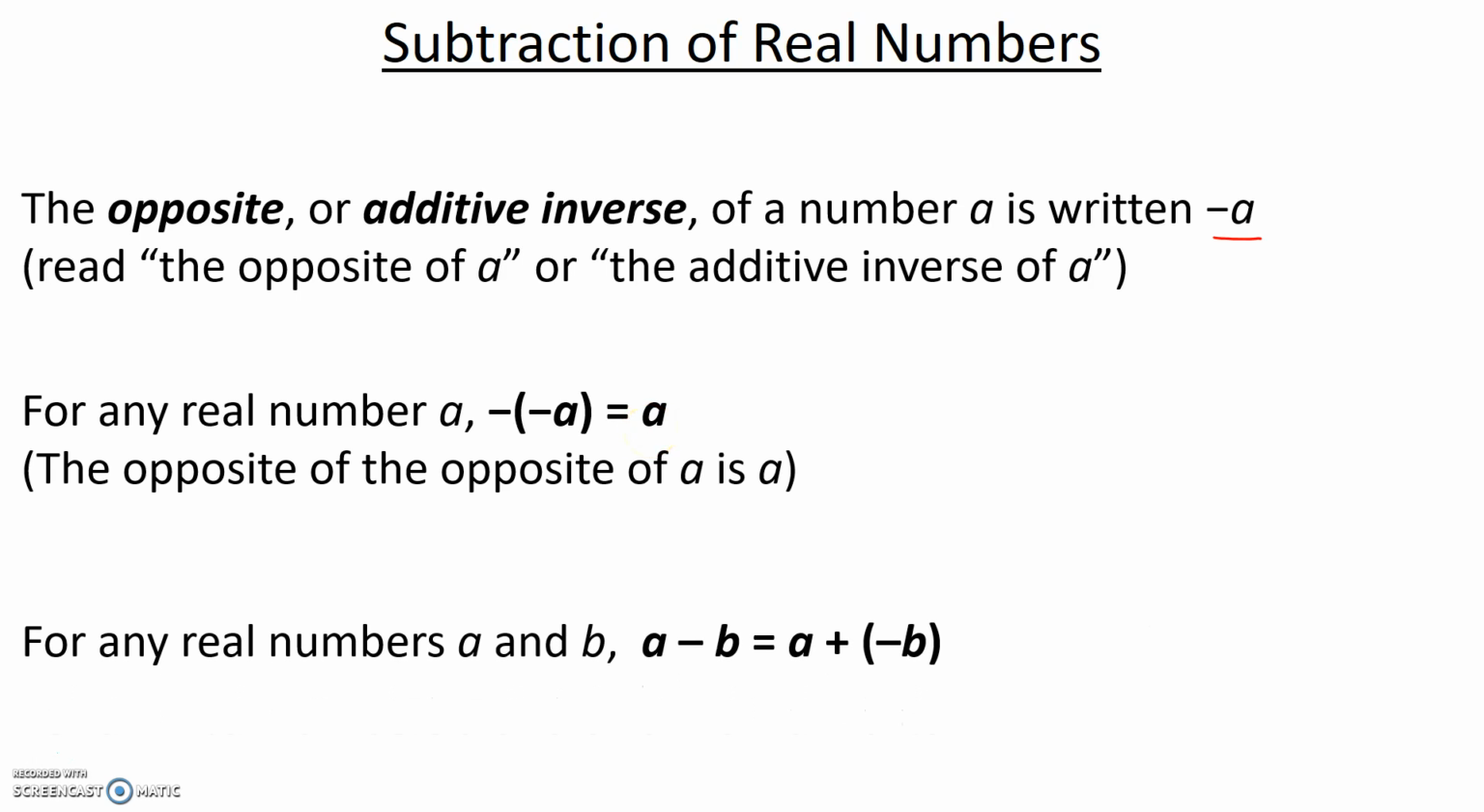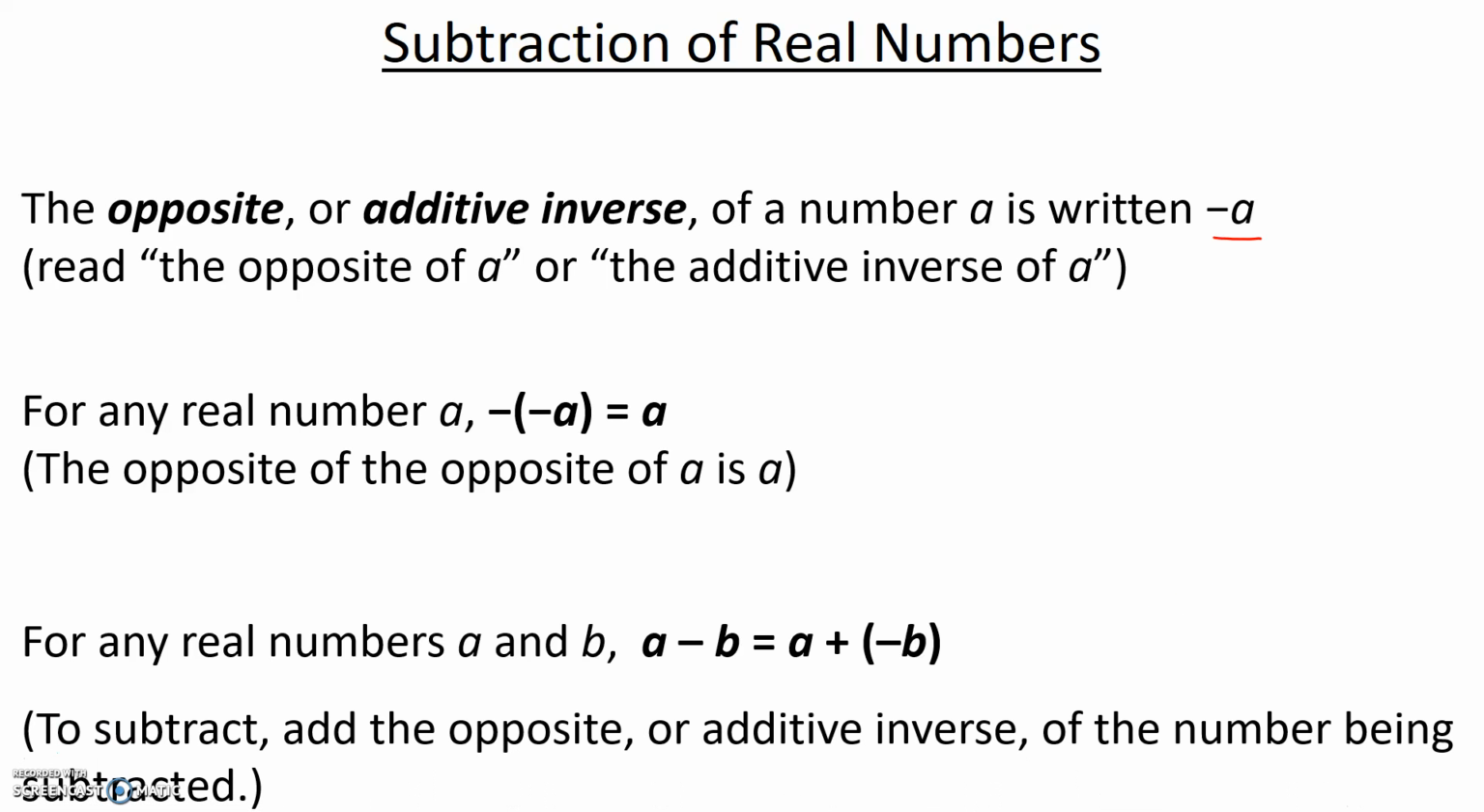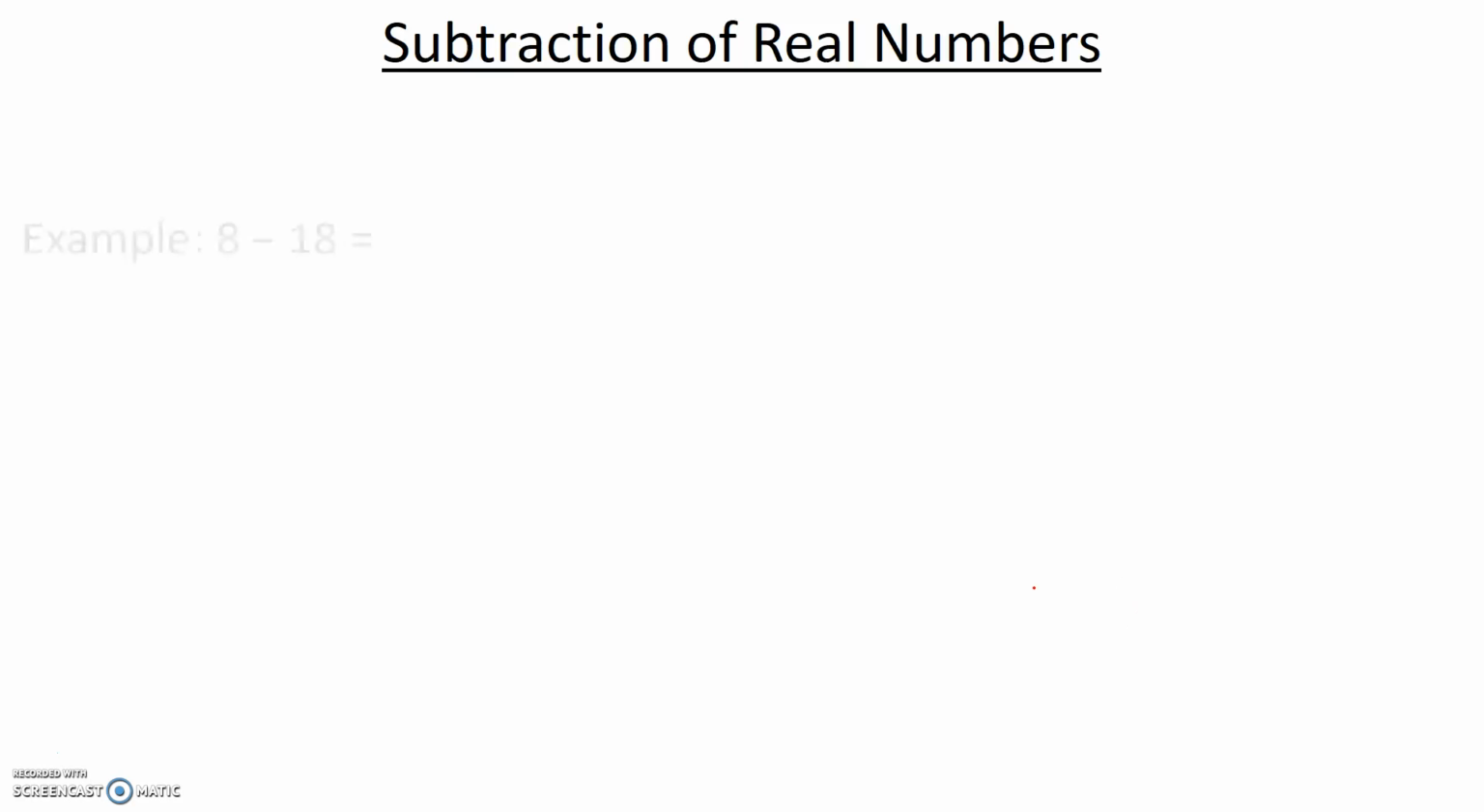For any real numbers a and b, a minus b equals a plus negative b. In other words, to subtract, add the opposite or additive inverse of the number being subtracted. In other words, subtraction is simply adding the opposite. Let's look at some examples.